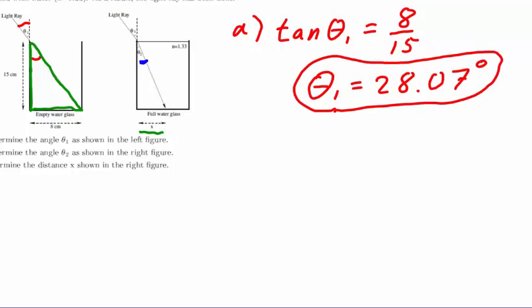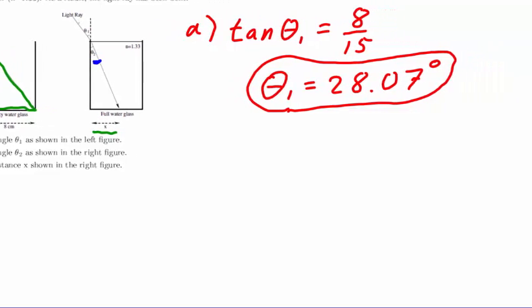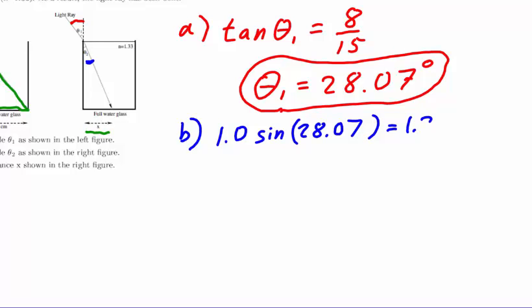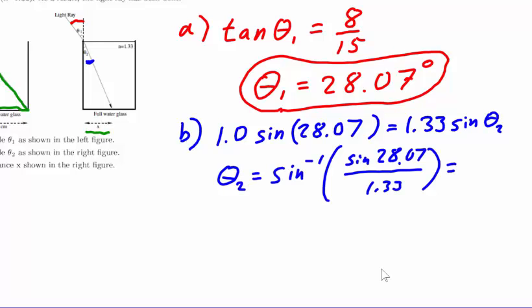In problem B, we are asked to find the angle theta 2, and what we recognize is that the angle theta 2 differs from the angle theta 1 due to the fact that the light ray is refracted as it moves from the medium of air into the medium of water. Therefore, in applying Snell's law, we recognize that the index of refraction of air is 1.0. Theta 1 is the 28.07 from the previous calculation. Once we enter the water, we have an index of refraction 1.33, and the unknown angle is the angle of refraction, known as theta 2. We can solve the previous equation for theta 2, and plugging in the numbers, we get 20.72 degrees.